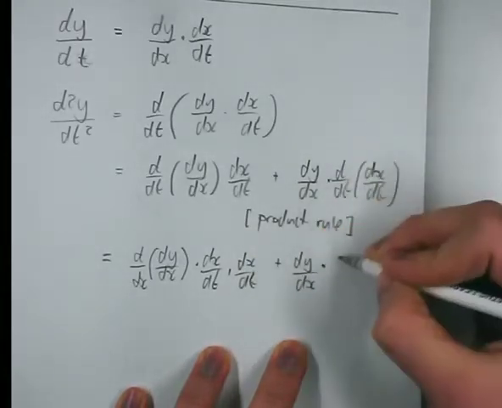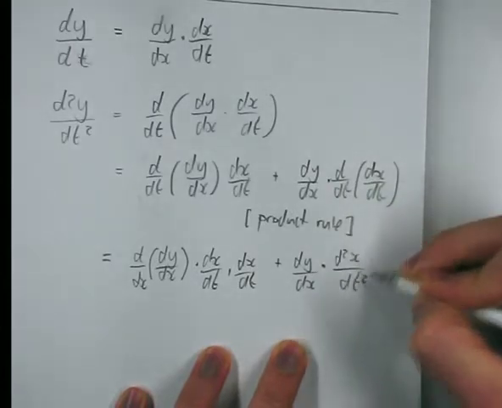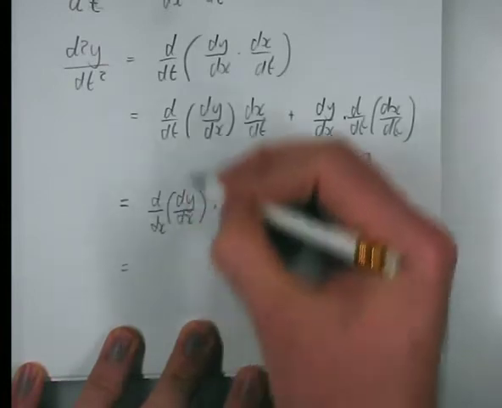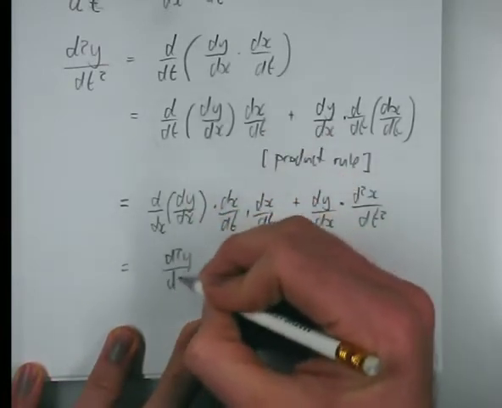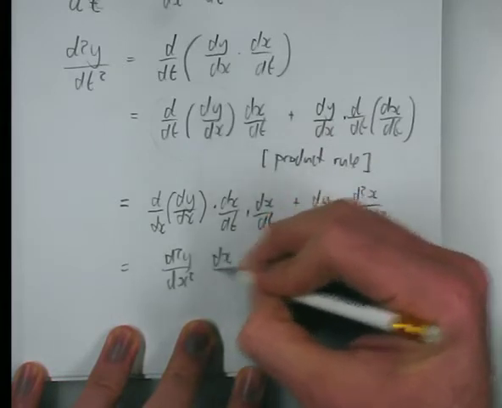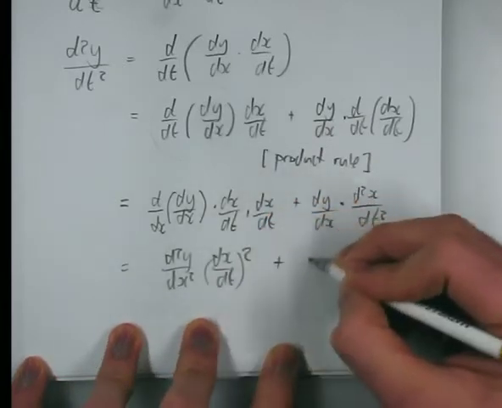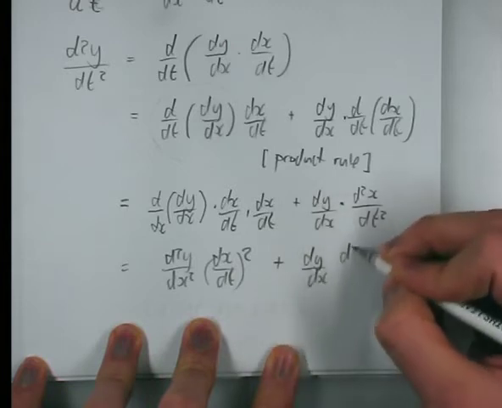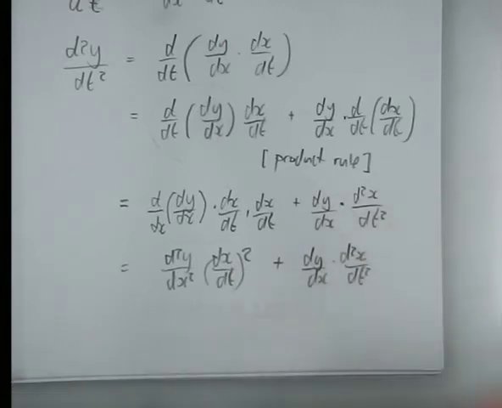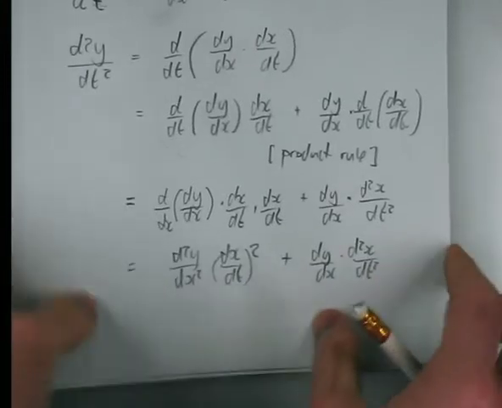And then this is d²x/dt². And so I've got d/dx of dy/dx is d²y/dx², and that is (dx/dt)². And that's dy/dx times d²x/dt². Pretty sure I've done that right. Okay, it's now markedly different from the one that the ORMS has. So I'm just going to see where I go from here.